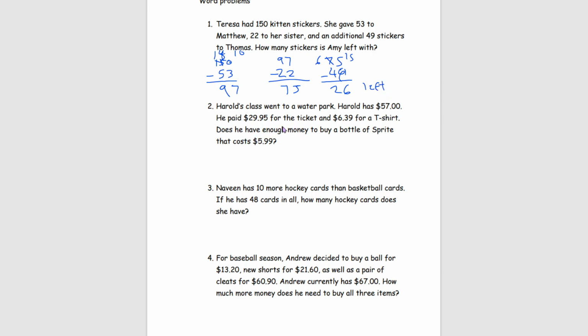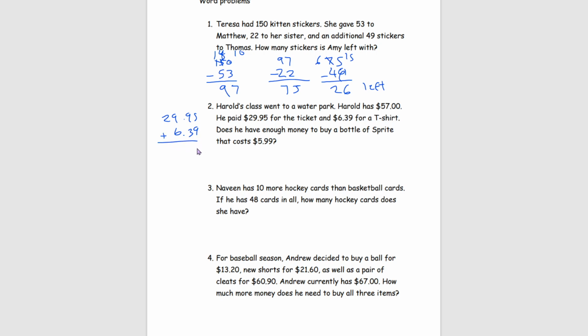Number 2, Harold's class went to a water park. Harold has $57. He paid $29.95 for a ticket and $6.39 for a t-shirt. Does he have enough money to buy a bottle of Sprite that costs $5.99? So to find our answer, first we need to find out how much he already spent. So we can add these two together. We have $29.95 and $6.39.